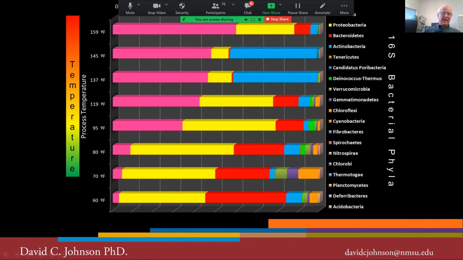When we look at the change in the bacterial community through the composting process from 159 degrees down to 60 degrees, you can see some of the bacterial phyla start very strong, but then they end up a very small portion of the final compost product. Others start reasonably strong, they fade away, and then they come back to be a major component. And some of them start small and end up a major component in the end.